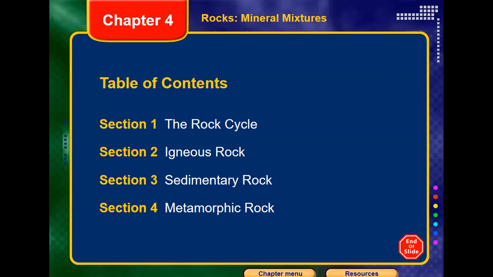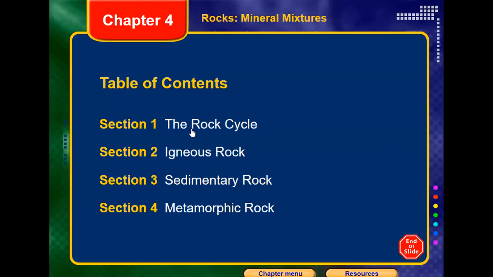Today, inshallah, we're going to start chapter 4. We already finished section 1 and section 2 of chapter 3. We studied what a mineral is and how to identify a mineral. Now we are going to pass to chapter 4, and we study the first section, which is the rock cycle.